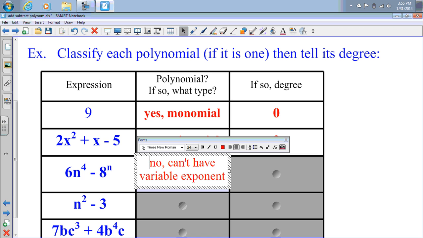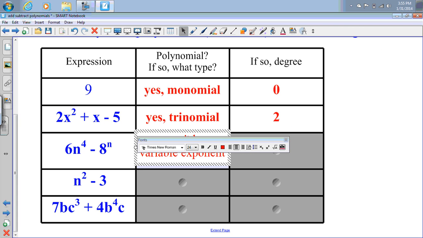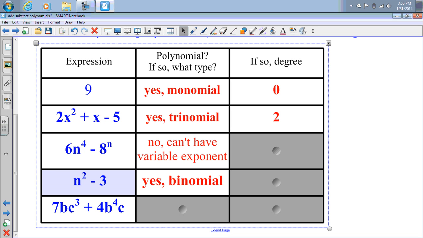Highest degree is 2. How about 6n to the 4th minus 8 to the nth? No way, Jose, can't have a variable exponent. How about n squared minus 3? Sure thing, Susie. Yes, and it's a binomial. Highest degree is 2. This one, there's nothing.